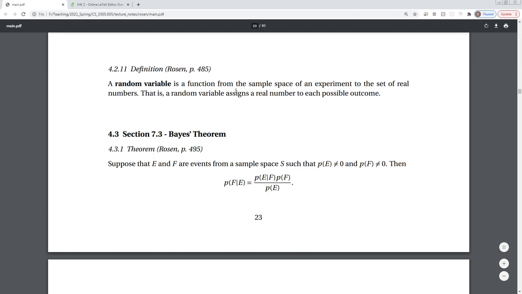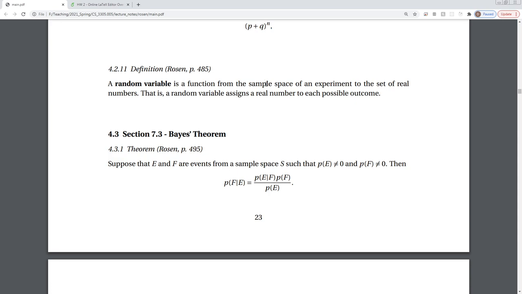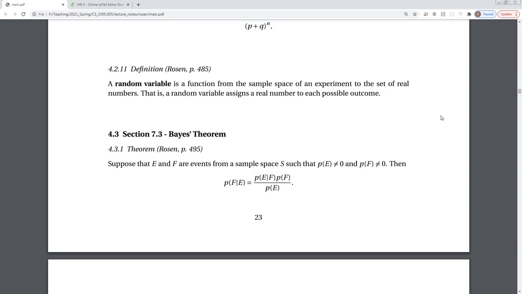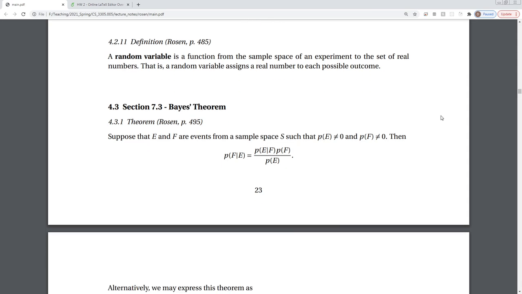So then a random variable, you're probably already familiar with this, is a function from the sample space of an experiment to the set of the real numbers. Basically it's just a random number, right? It's a variable that we use as a placeholder to indicate that we expect to put in a random number. And we want to know what the likelihood is in general if we can't control this random number, right?